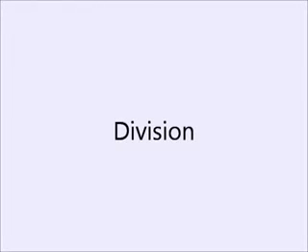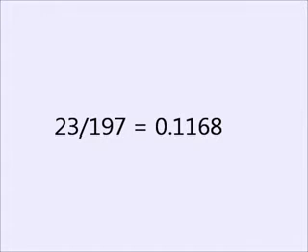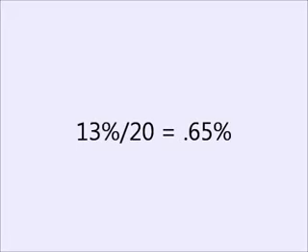Division. You're going to need to divide a smaller number by a bigger number and write the results as a decimal, like 23 divided by 197 equals 0.1168. And you're going to need to divide a percentage by a number, like 13% divided by 20 equals 0.65%.